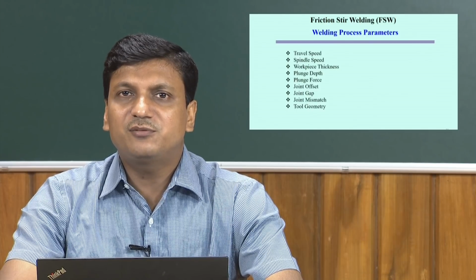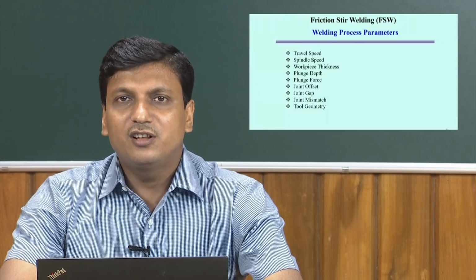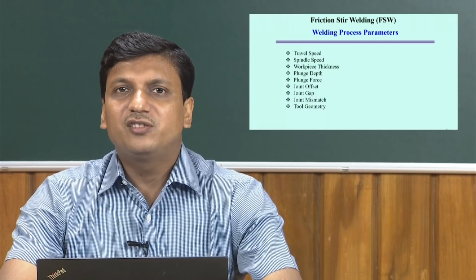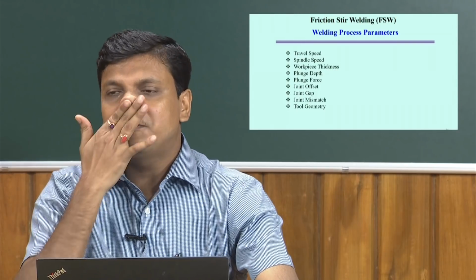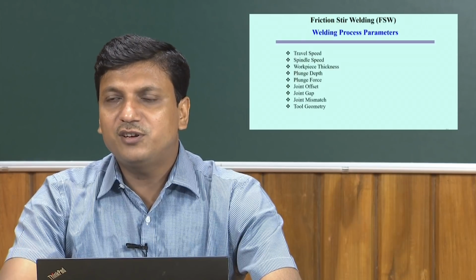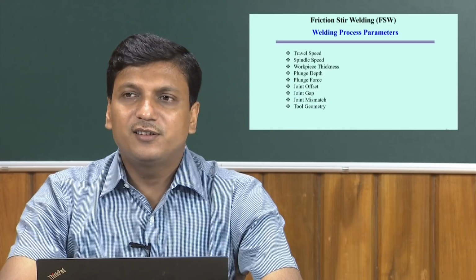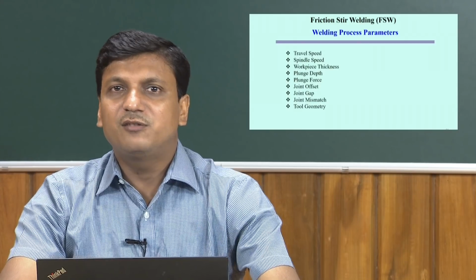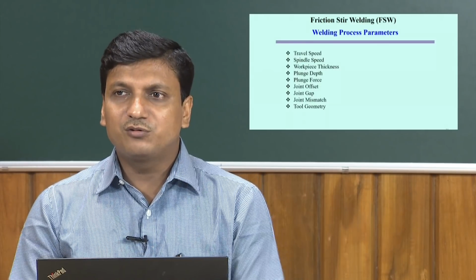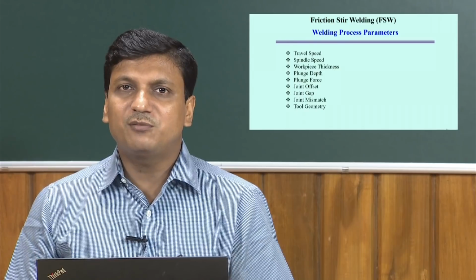That means, if you want to provide the stirring action of the material even at the bottom of the workpiece, then it is necessary to extend the length or height of the pin accordingly. But if the pin height is very high, then there are chances of breakage of the pin from the actual friction stir welding tool. So, we cannot make the tool pin sufficiently large. There may be some optimum values.